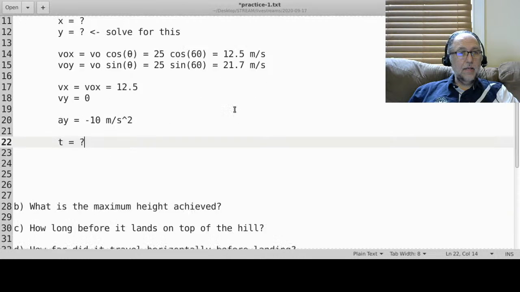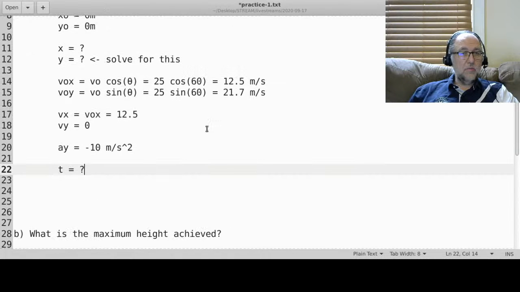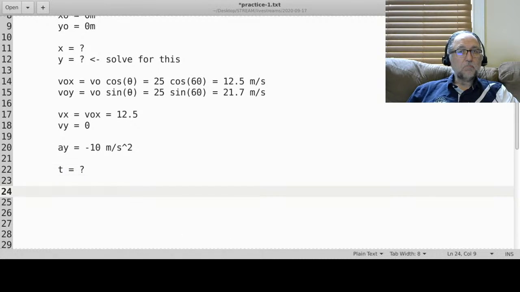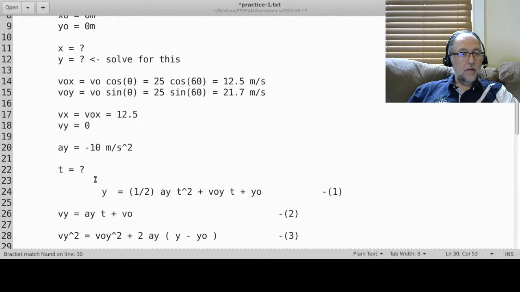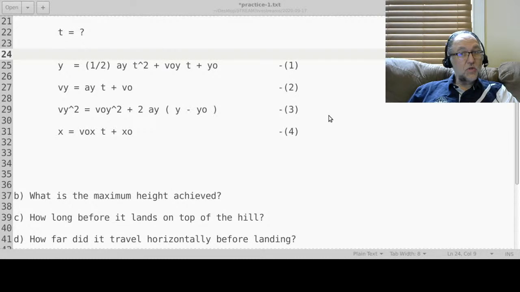Okay, and the next question is, sorry, I didn't finish this one. How long till it reaches maximum height? And here what you want to do is look at the 4 equations. This part tends to be a little easier, because once you have your values, you can look at these equations and ask, which ones do I want to use? And I'm asking for time, so obviously it's not going to be number 3, because number 3 doesn't have any time in it.